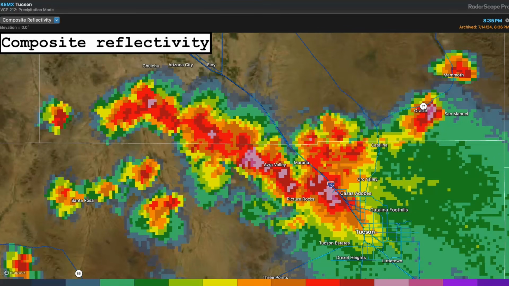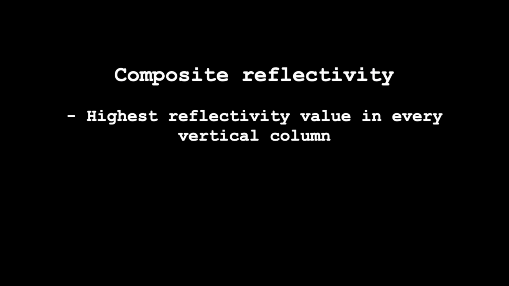Let's dive into the main derived products and algorithms you might use when out in the field. Let's start off with perhaps the simplest derived product, which is composite reflectivity. Composite reflectivity displays the highest reflectivity value within every vertical column of bins or pixels, regardless at which elevation angle it occurs. It can work well when monitoring for storm initiation, as precipitation droplets or ice crystals can initially develop at a much higher elevation angle than the lowest tilt.